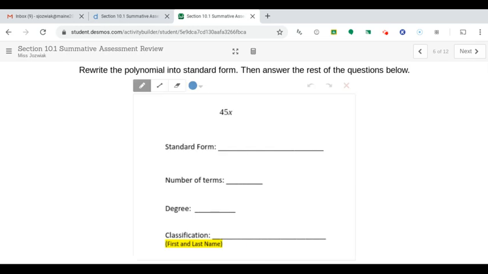For the next one, for standard form, this is already in standard form because it's only 45x, so that's all we have to worry about. There's only one term here. Degree means look for the highest exponent. So when we look here, the degree on that x is a 1. Even though it's invisible, there's still a 1 there. So the degree is 1. And when we think about the first and the last name, the first name needs to be in terms of the degree. So if a polynomial has a degree of 1, we call that linear. And then the last name deals with the number of terms. There's only one term, so this is a monomial.